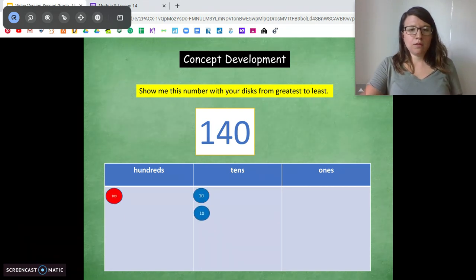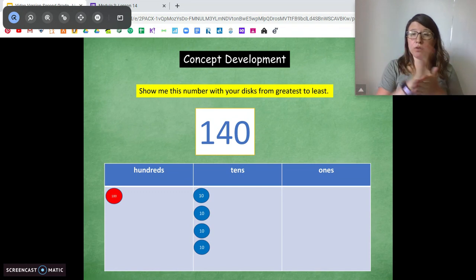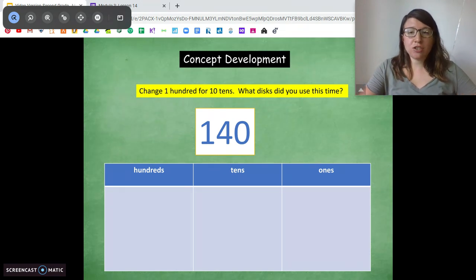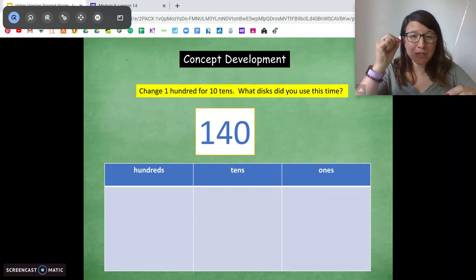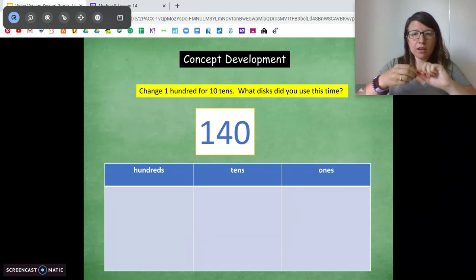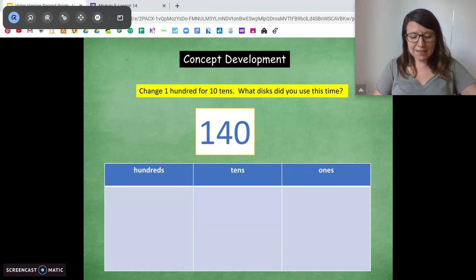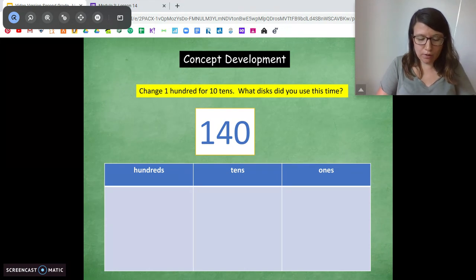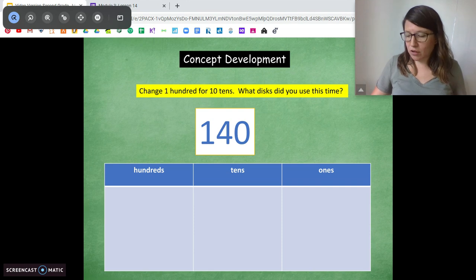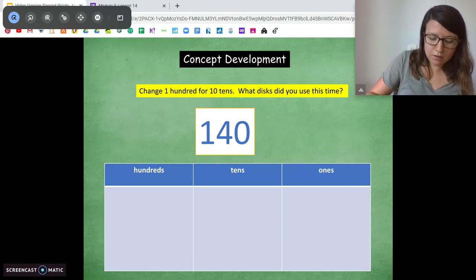Okay. So pause if you need more time, but your board should look like this, right? Okay. So what I want us to do is change the 100 that we have for tens, for 10 tens, right? So we're going to take our 100 away, and we're going to add 10 tens onto our board. So go ahead and add 10 tens onto your board to replace the 100.